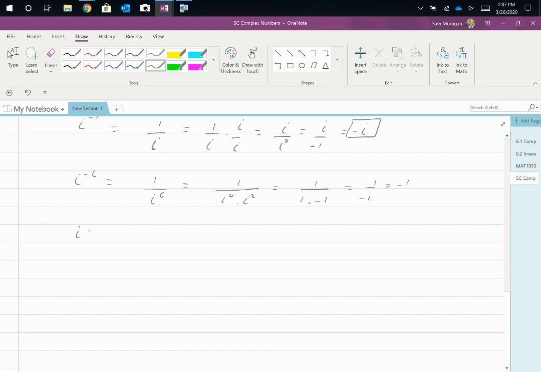i to the power -12 becomes 1 over i to the power +12, and 12 is a number that's exactly divisible by 4, so this is i to the 4 to the power 3, which is i to the power 4 times 3, which is 1 over 1.